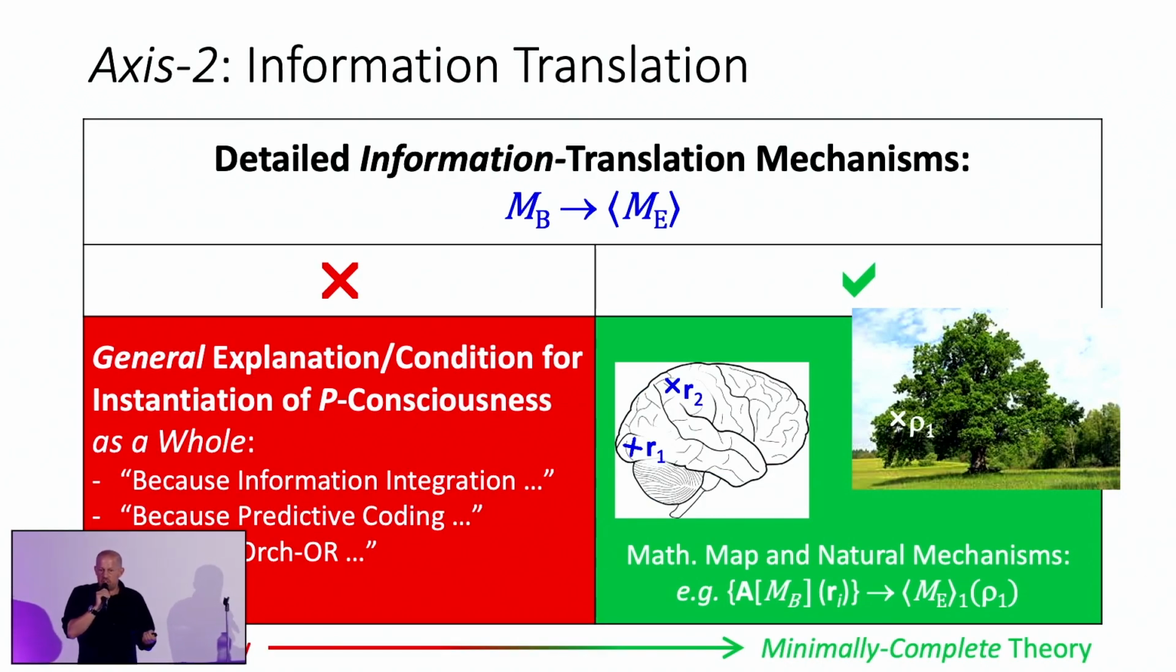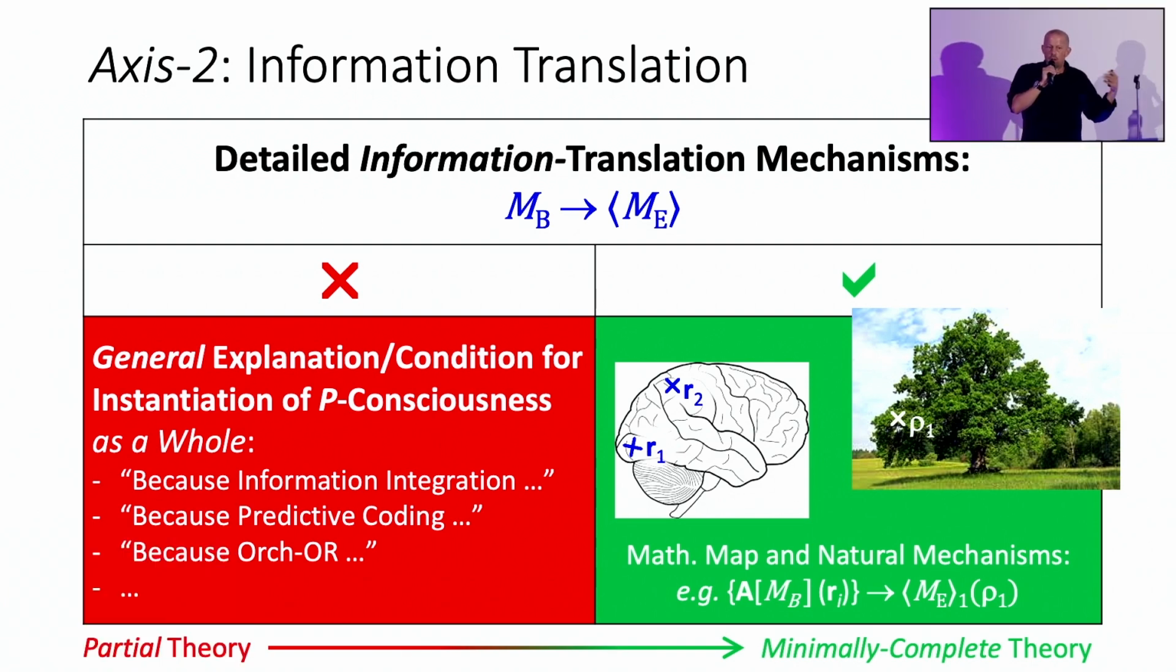Okay, moving on to information translation. Again, that's the movement from the brain encoding of the environment to qualia-valued experience. So here we have two boxes, the red box and the green box. So the red box, I put theories which just has a very general explanation of how and why information translation is occurring. So for example, it's occurring because information integration is occurring in this system. In the green box, I'd put theories that go to another level of detail. Let me explain what that is.